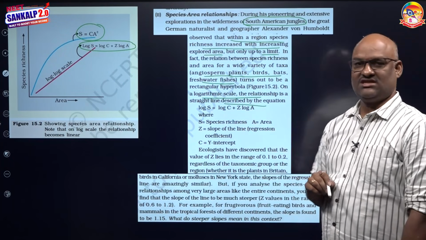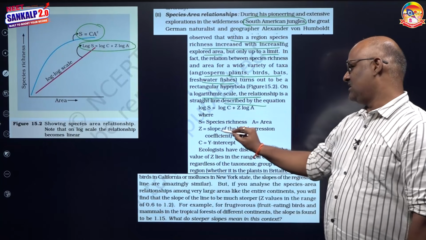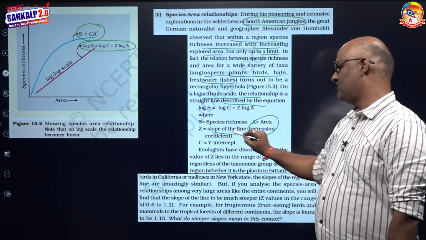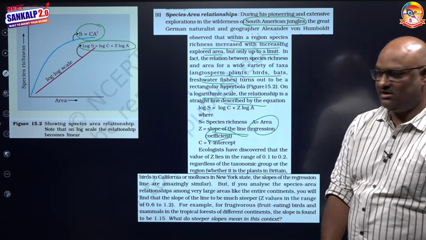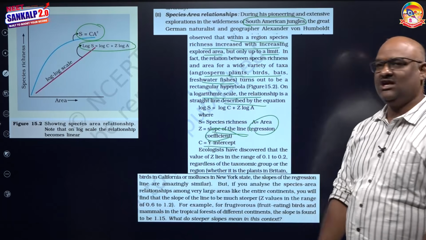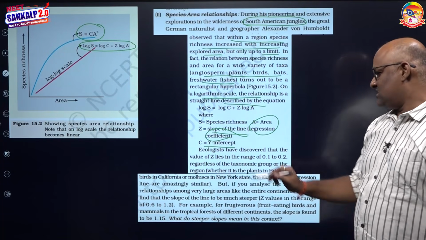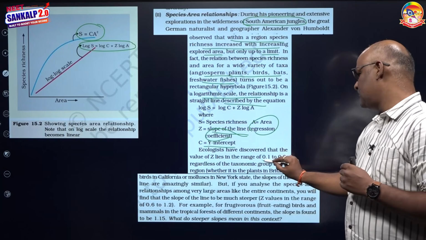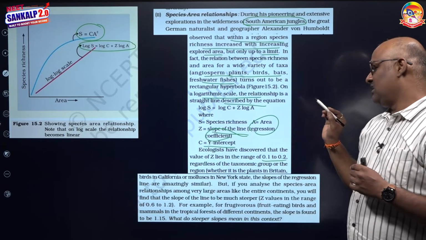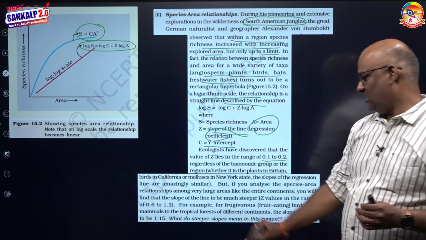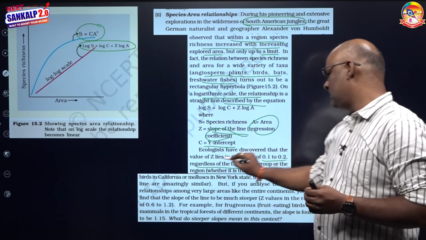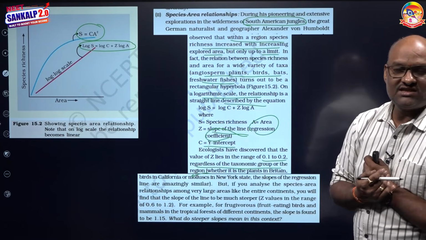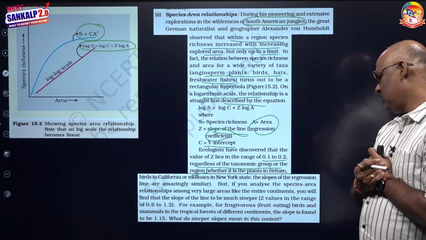Now what is S here? S is nothing but species richness, A is nothing but area, Z is the slope of the line, the regression coefficient depending upon the factors which are available there, and C is nothing but the y-intercept. Now this Z value ranges from one level to another. The Z value is 0.1 to 0.2 regardless of the taxonomic group or the region.